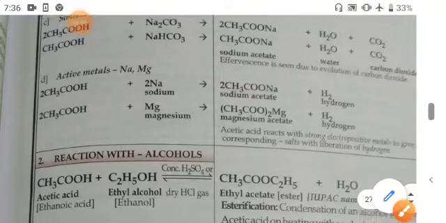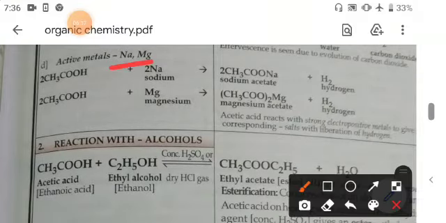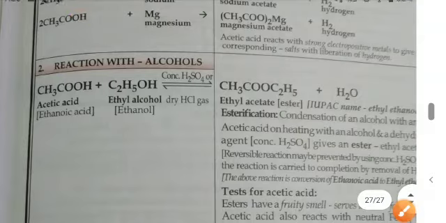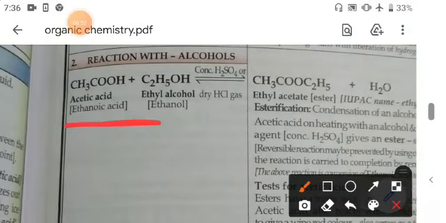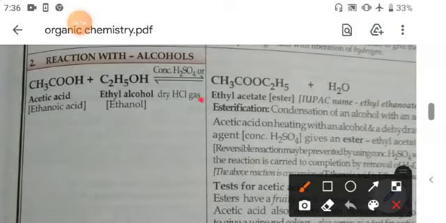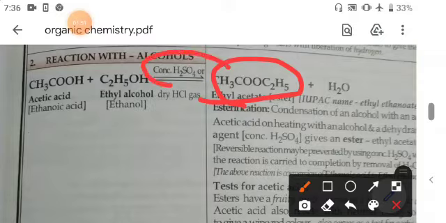Now, active metals like sodium and magnesium, when they react with acetic acid, form their acetates. So this one is sodium acetate and magnesium acetate, and hydrogen gas is evolved. Now reaction with alcohols: when acetic acid reacts with alcohol, it gives ethyl acetate in the presence of concentrated H2SO4 or dry HCl gas, and water is released.